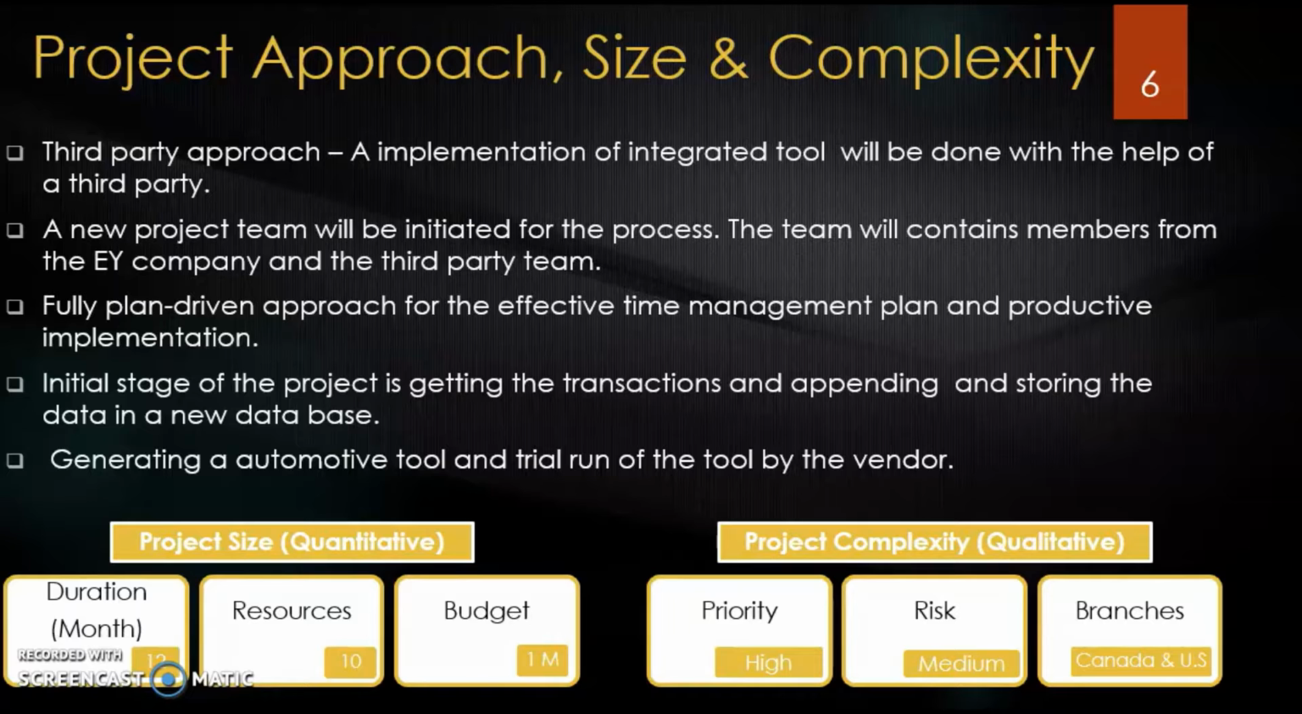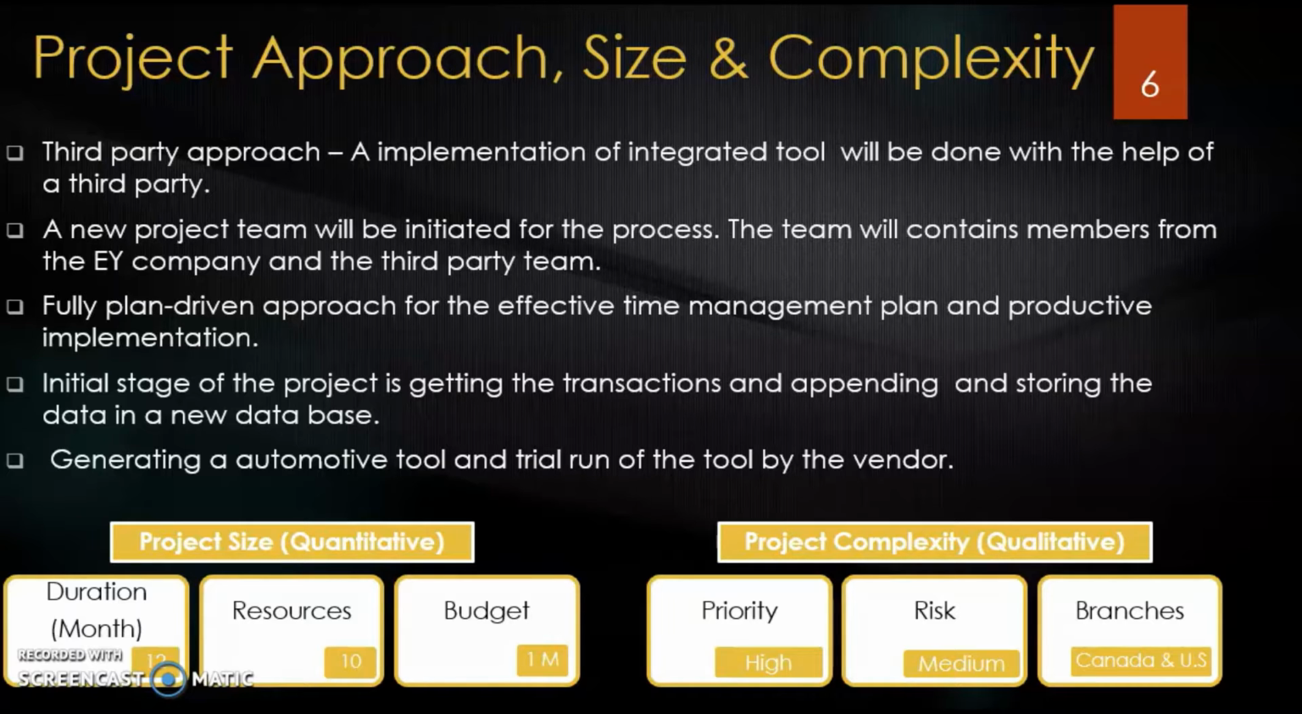The initial stage of the project is getting the transaction and appending and storing the data in a new database, and then an automated tool will be generated. Once the automated tool is generated, then there would be a trial run by the vendors followed by a trial usage by the employees. Once the team has verified the performance of each application, then the tool would be used effectively and the data would be stored in a new database.